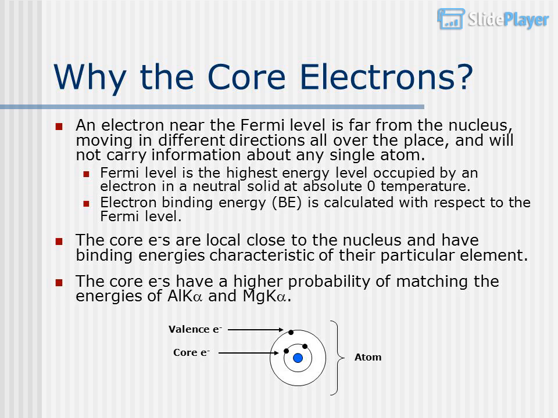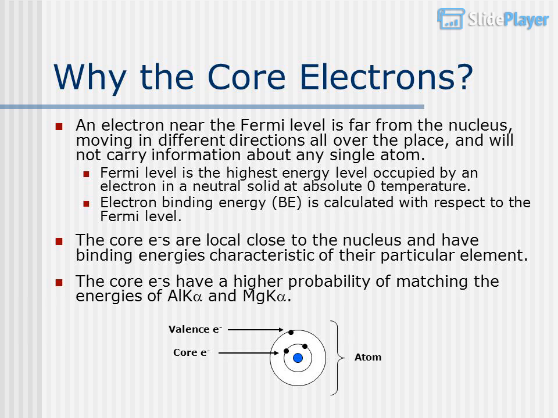Why the core electrons? An electron near the Fermi level is far from the nucleus, moving in different directions all over the place, and will not carry information about any single atom. Fermi level is the highest energy level occupied by an electron in a neutral solid at absolute zero temperature. Electron binding energy, B, is calculated with respect to the Fermi level.